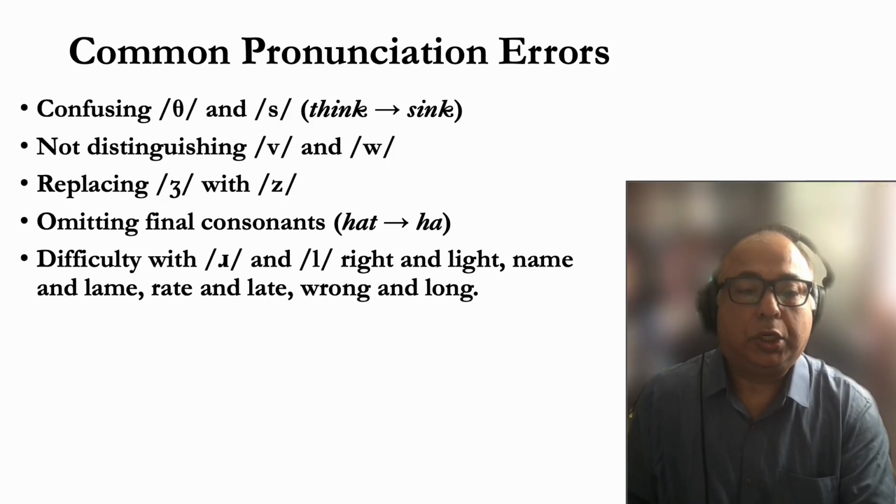Replacing j with z, or omitting final consonants, which is very confusing to the listener, to native English speakers. Hat. Remember, there is a consonant at the end. T. It's an alveolar, voiceless consonant. Hat. Some students drop the final consonant. They say ha. My ha. Another example is saying wy instead of wife. My wife called me. My wy called me. That's confusing.